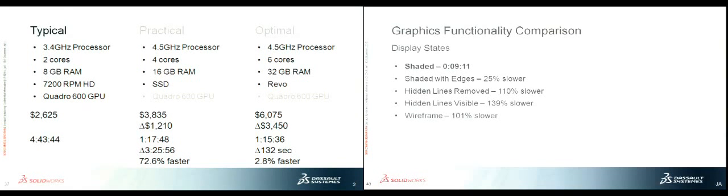Our graphics card functionality. What we ended up with for display states, shaded was where our baseline was. Shaded with edges, we were 25% slower. You go hidden lines removed, once again even slower. The real killer, hidden lines visible, was 139% slower for our test here. Wireframe, 100% slower. So the sweet spot as far as graphics cards, you want to be running just a shaded model.